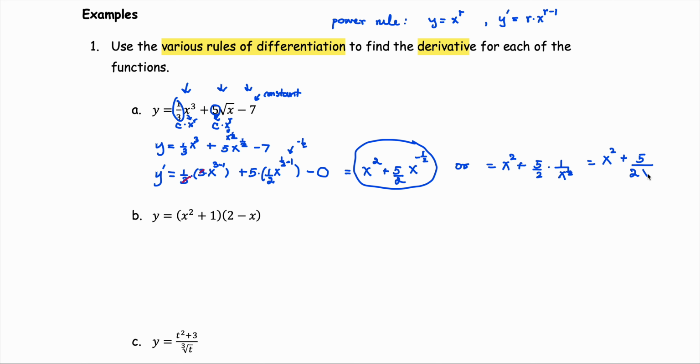Denominator is 2 times x to the 1 half, where x to the power 1 half is the same as square root x. Therefore, the very most simplified one will be x squared plus 5 divided by 2 square root x. So this is the non-negative power form, but this one is acceptable when you do the exam. Alright, that's part A.